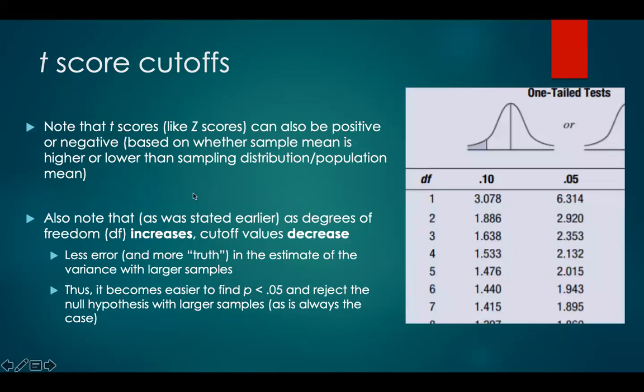Now note that t-scores, like z-scores, can also be positive or negative based on whether the sample mean is higher or lower than the sampling distribution or population mean. And also note, as was stated earlier, that as degrees of freedom increases, cutoff values decrease. So there's less error and more truth in the estimate of the variance with larger samples. Thus, it becomes easier to find a p less than 0.05 and reject the null hypothesis with larger sample sizes. And this is always going to be the case.